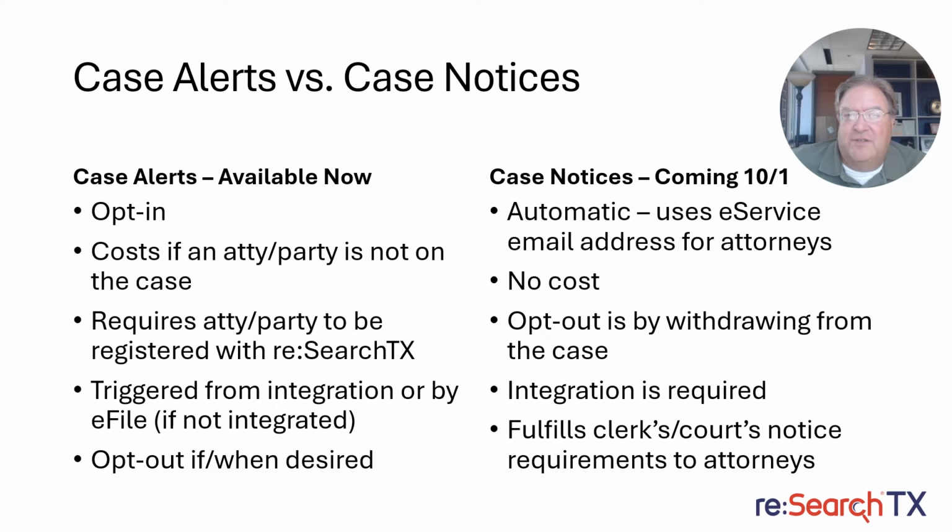Now for case notices, those will be turning on October the 1st, and these are automatic notifications. They will be sent out to the attorney of record on the case, and it's based on the attorney of record in the clerk's case management system. And using that bar number, we then look up the electronic service address that that attorney has on file with the State Bar, and we send the notice to that email address. None of these case notices cost anything to any of the attorneys, and the way you opt out of them is the same way you would opt out of getting notifications on a case if it were a paper notice. So that's usually by withdrawing from the case.